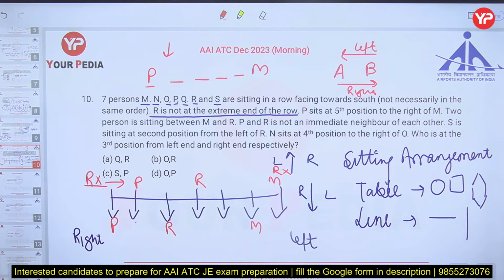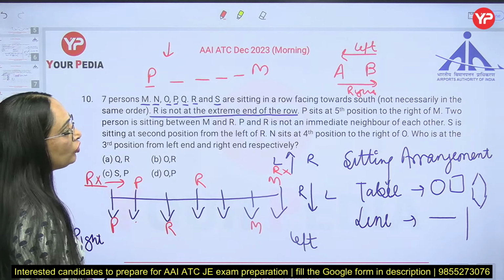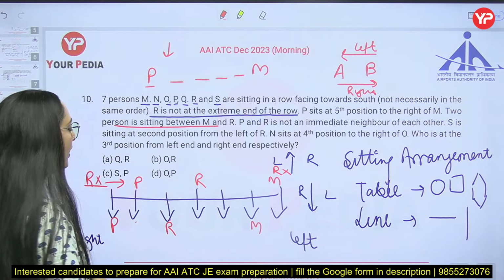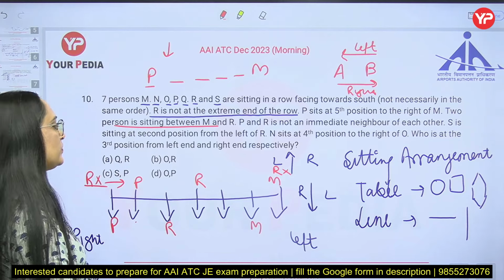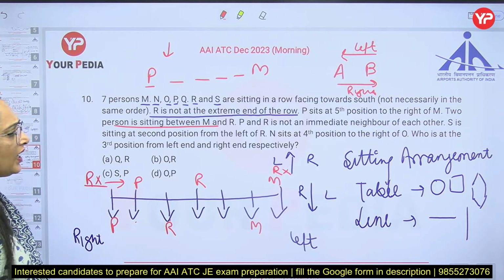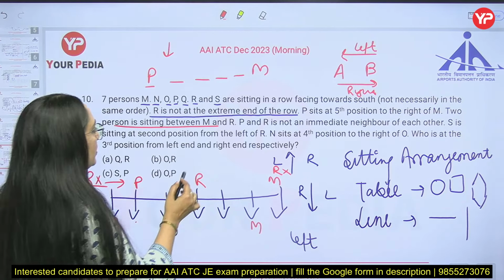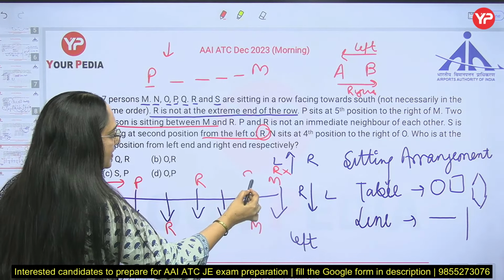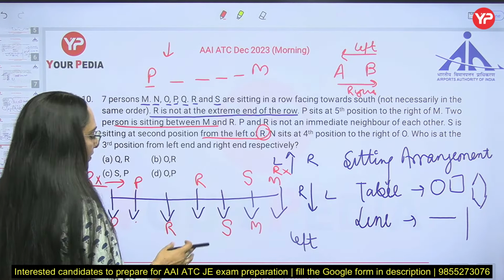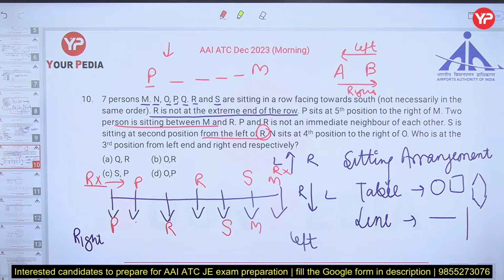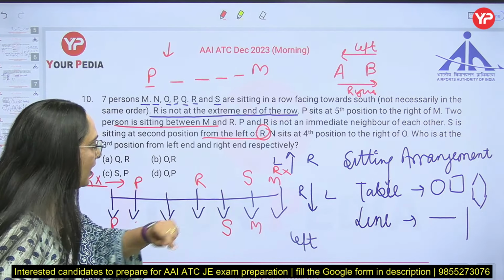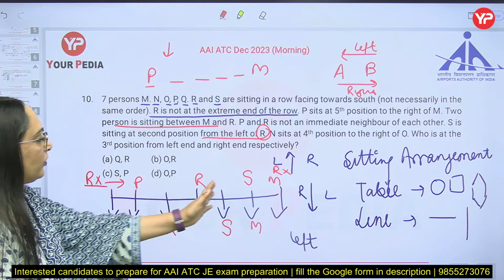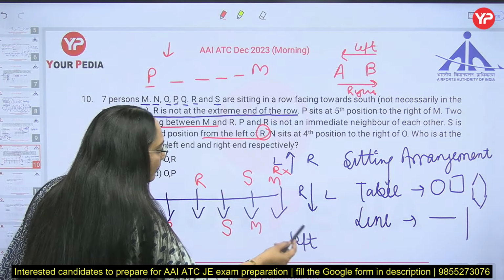Clear? Next, P and R are not immediate neighbors of each other. In both possibilities, P and R are not immediate neighbors of each other. S sits at the second position from the left of R. So left of R is this side, 1, 2, S is there. In this possibility, S is second to the left of R, and in this possibility, S is also second to the left of R. So this is the left side.